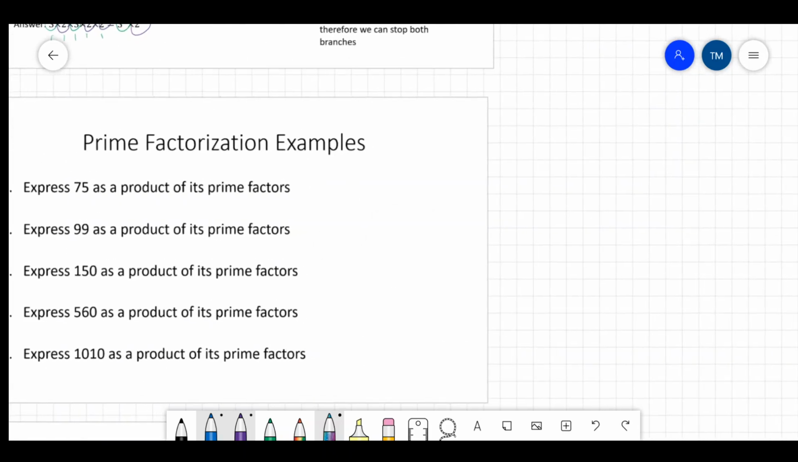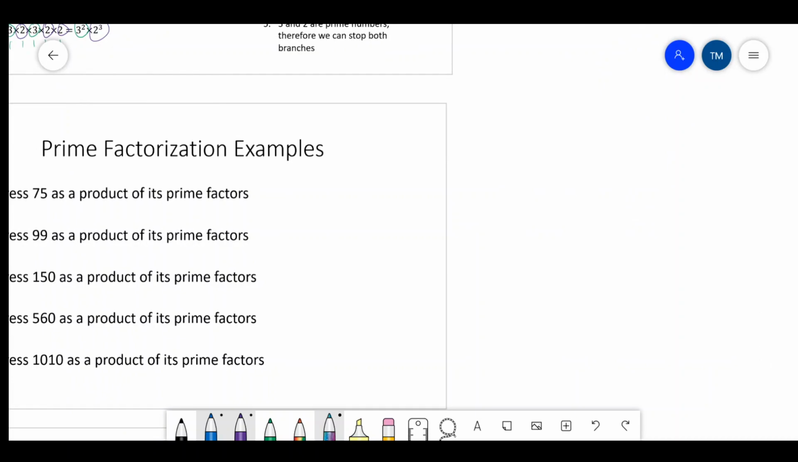Let's try number 1 then. So number 1 is 75. So we've got 75 and we want to split it up. Well, 75 I know is 25 times 3. So I'm going to pick 25 as my first of the pair of factors and 3 as the other. And then what I can do is I will highlight 3 because that's a prime number. And then I will look at my next result.